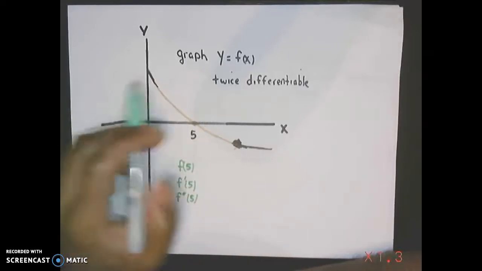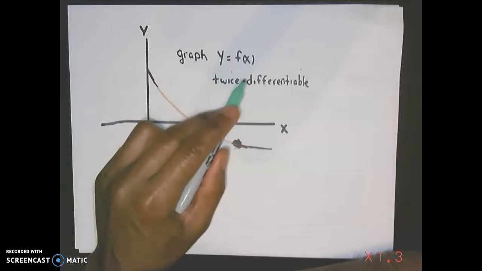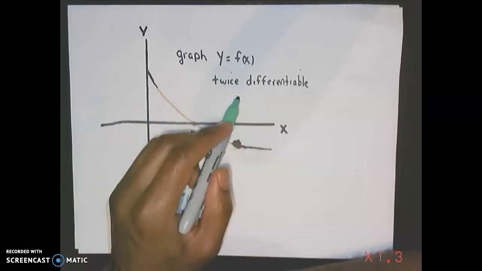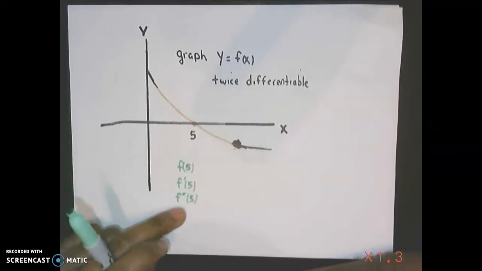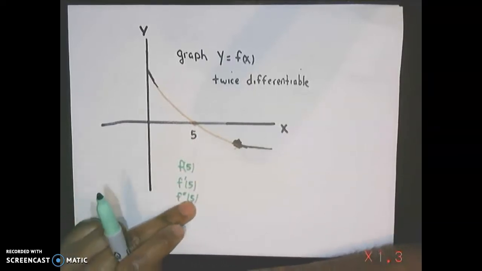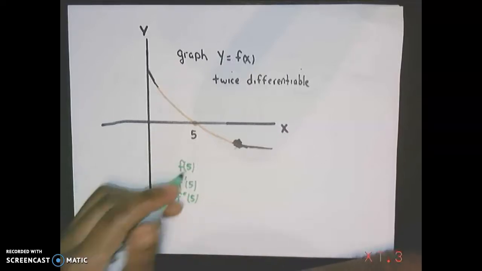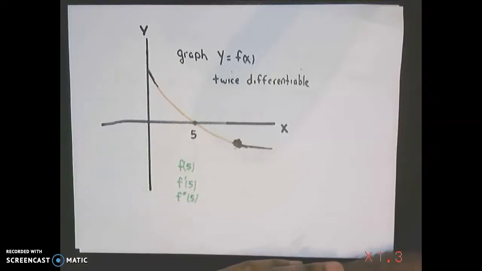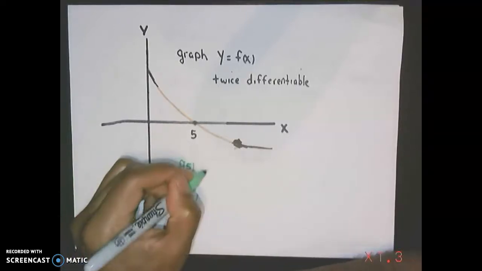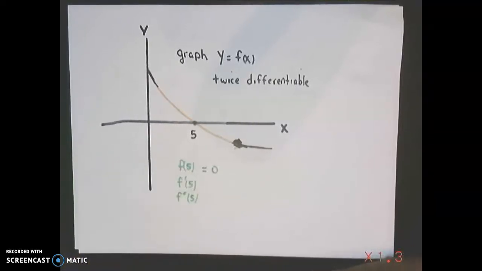Now, this is a graph y is equal to f of x, and this just says it's twice differentiable. So that just means you can take the second derivative. So we do know that f double prime of 5 is going to exist. All right, so if we look at f of 5, well, f of 5 is just this point right here. So that's going to be an x-intercept. So we know that that value is just going to be equal to 0.